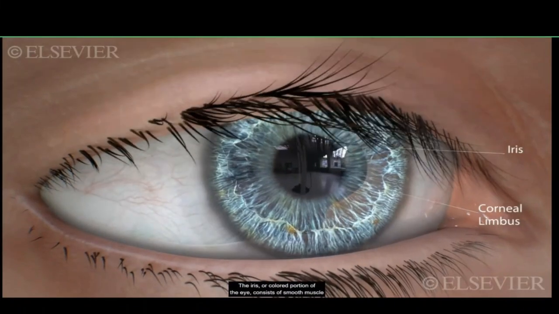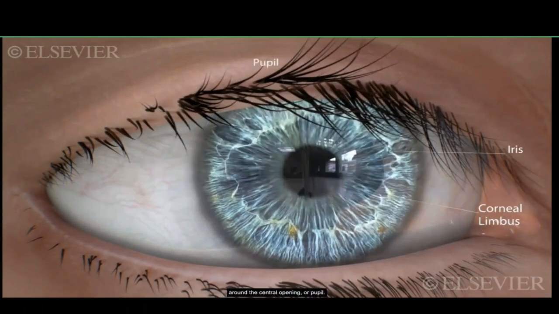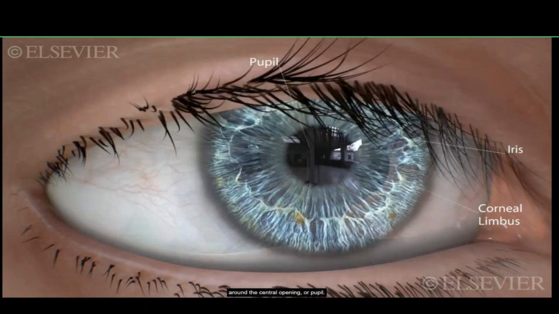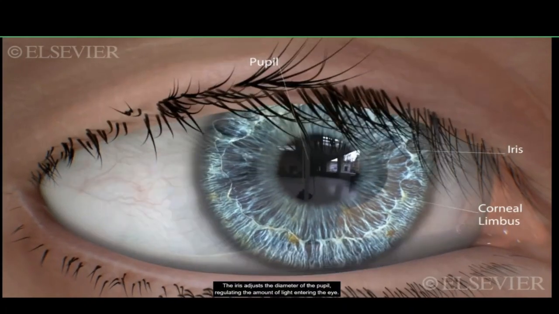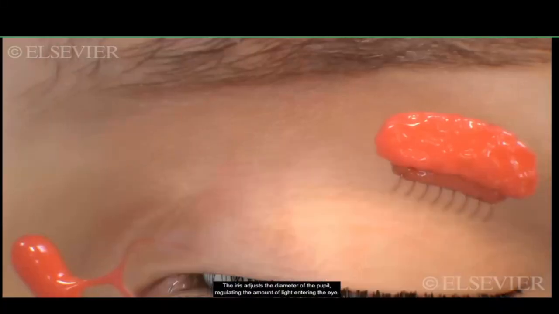The iris, or colored portion of the eye, consists of smooth muscle around the central opening, or pupil. The iris adjusts the diameter of the pupil, regulating the amount of light entering the eye.